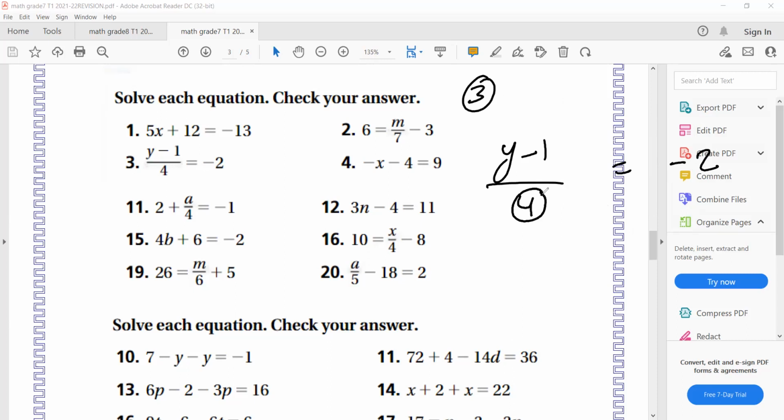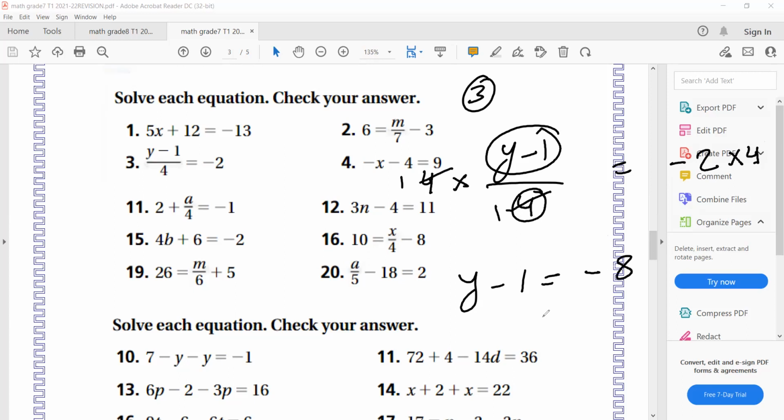Here divided by 4. Remove it by multiplying by 4. Then 4 and 4 cancel, 1. The remainder is y minus 1, minus 2 multiplying 4 equals? So it will equal negative 8. Then plus 1, the opposite sign, plus 1. Then y equals 9 and 7.